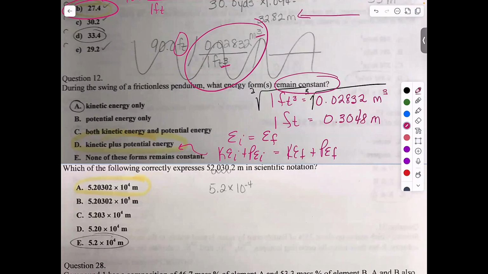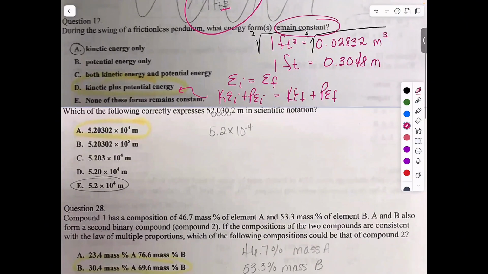But options A and B are just kinetic and potential energy only. C is both kinetic energy and potential energy. No, because it can change depending on their height and their speed. And then E, none of the above, would not be correct. Yeah, so we have option D as the final answer for number 12.